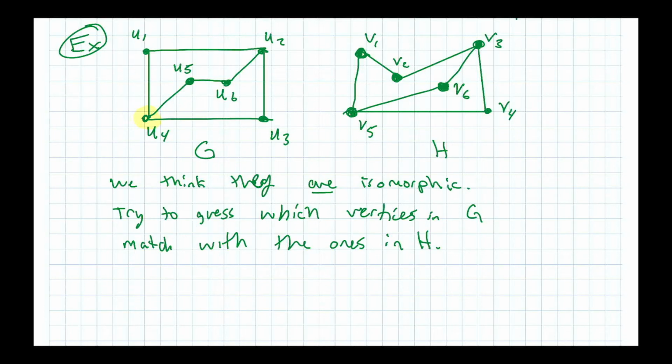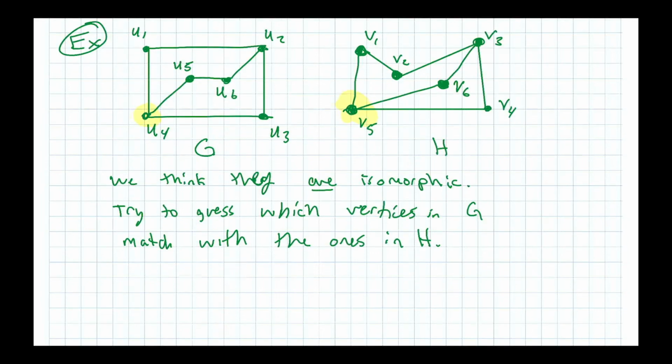So like, for example, the degree of U4 here is 3, right? 1, 2, 3 edges. So whatever it matches up with over here must also be degree 3, right? So U4 is definitely not V1 because V1 only has degree 2. Not only that, but there's other things. So if this is degree 3, it could be V5. It could be V3. Doesn't really matter. Maybe it's one of them. So let's just say it's this one. Why not? The same corner, so let's do that.